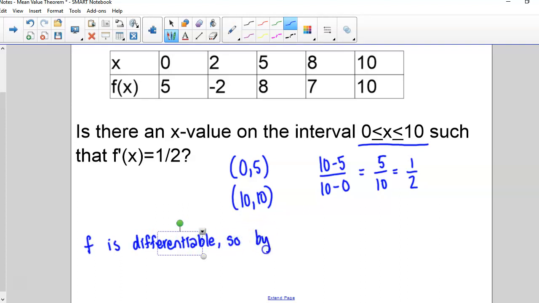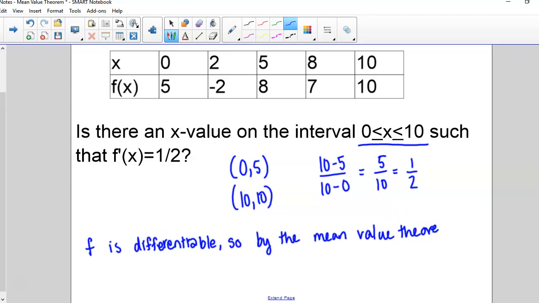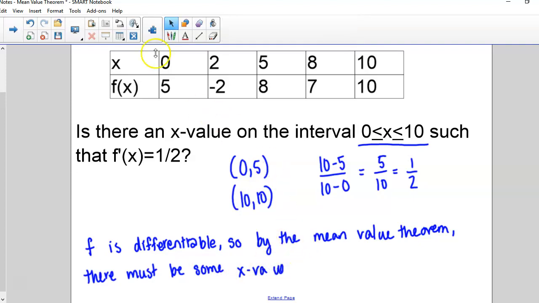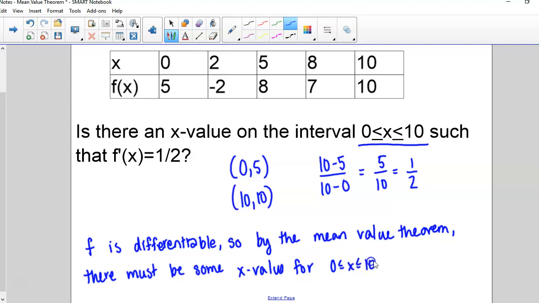So by the mean value theorem, there must be some x value for 0 less than or equal to x less than or equal to 10, such that f prime of x equals 1/2.